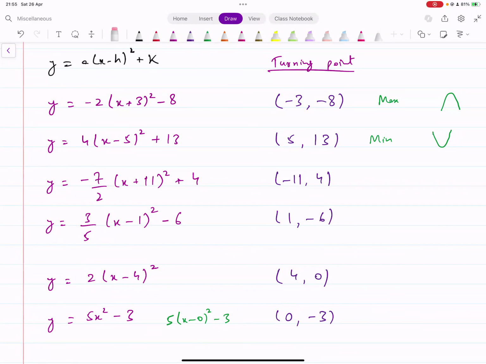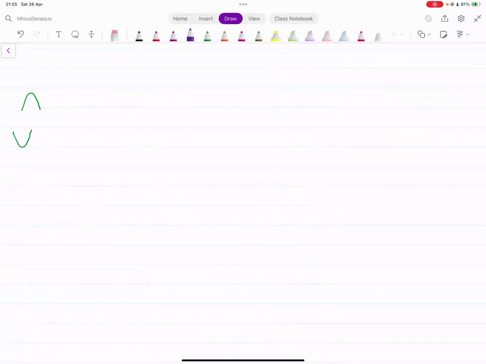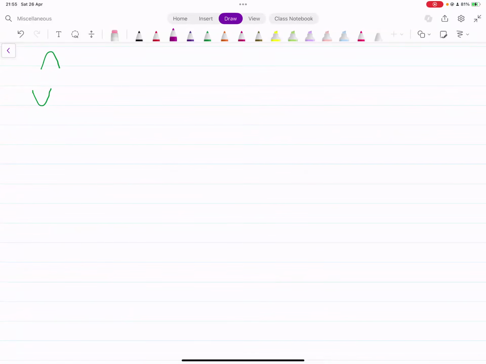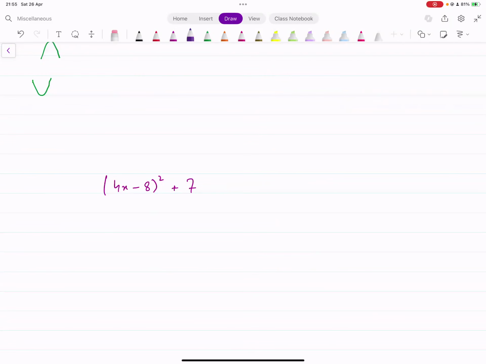And sometimes you get a slightly different completed square form. That's not the standard form. For example, you'll get something like this: 4x minus 8 whole squared plus 7. Now, what's the turning point of this function? For this function, we are not just going to say that the turning point is 8 and 7. That's not correct, because this is not standard completed square form. We've got this 4 inside as well. In the standard form, we can't have any coefficient of x here.